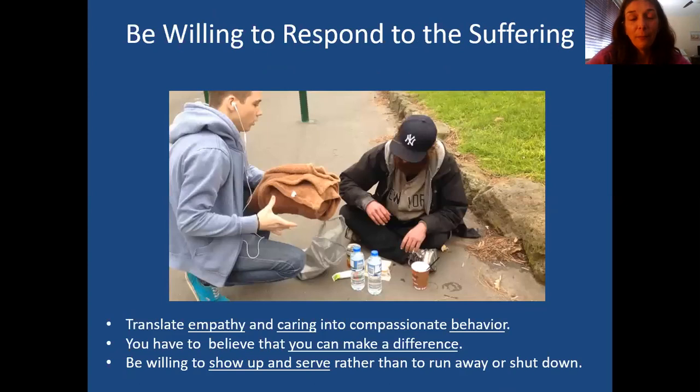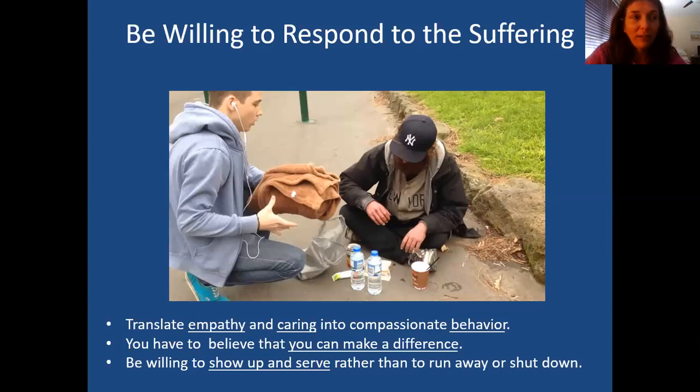Okay, so then the intention of wanting to help turns into an actual behavior. So it's actually being willing to do something. So let's say this guy in the picture is actually willing to help that homeless man by giving him a blanket and some water and maybe a few other items. But sometimes the response is not a material response. It's an emotional response, right? It might just be being willing to sit with the person and listen. And that's important in itself. Other times it may be something concrete, but it doesn't always have to be, okay?